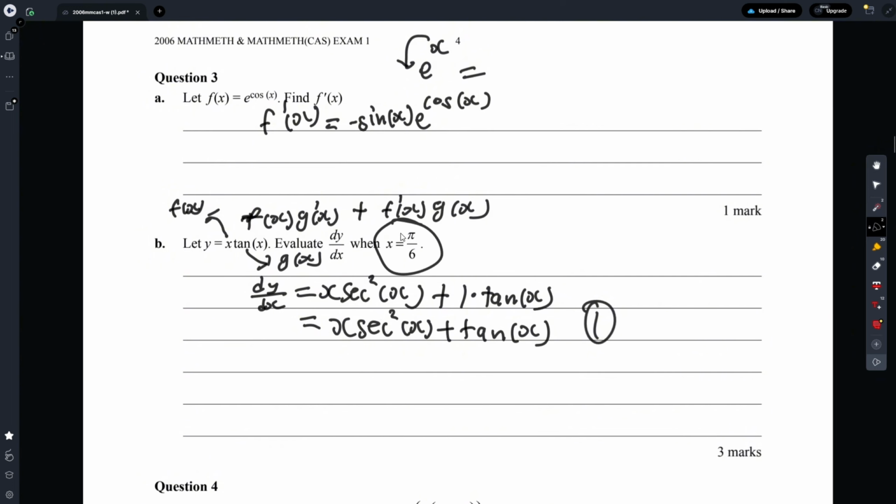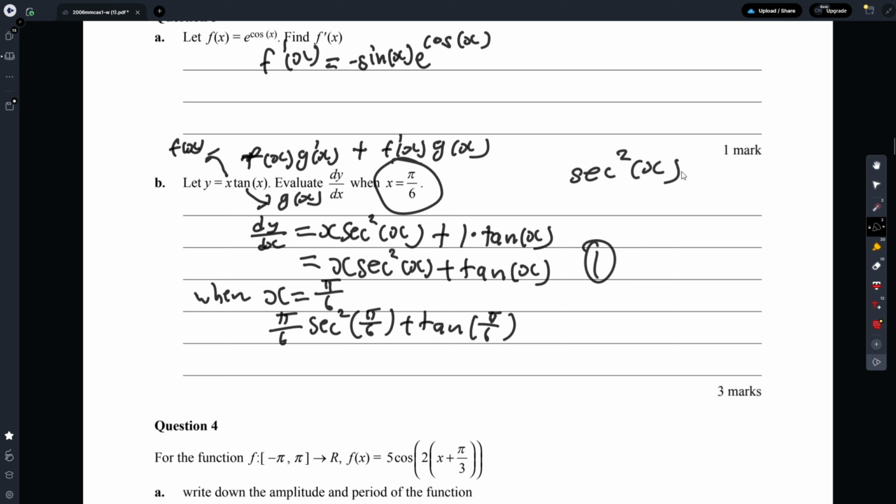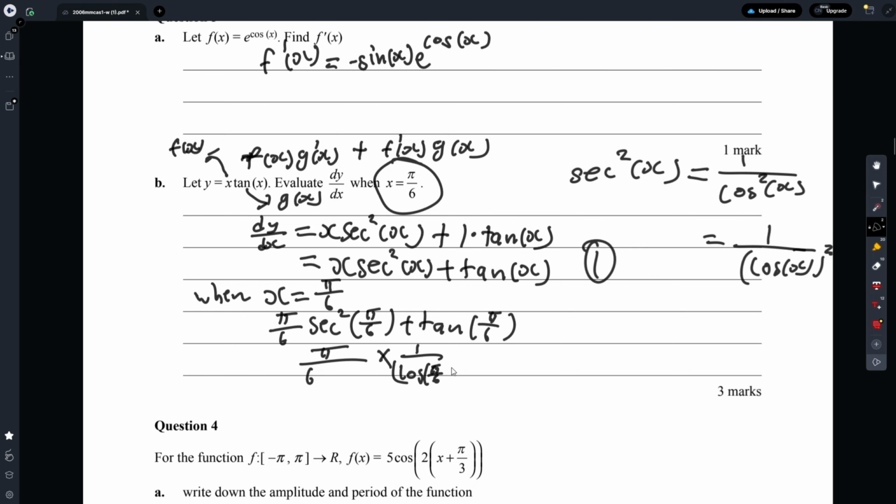The second mark comes from substituting x equals pi on 6. Now let's go down here. When x equals pi on 6, we get pi on 6 secant squared of pi on 6, substituting for x equals pi on 6 here. Notice how we have secant squared of pi on 6. How would you solve this? Because we don't exactly know what secant is, right? Well, actually, secant is just 1 over cos of x, so secant squared is 1 over cos squared of x. Using that knowledge, we can turn this into pi on 6 multiplied by 1 on cos squared of pi on 6, plus tan pi on 6, that's 1 on root 3.